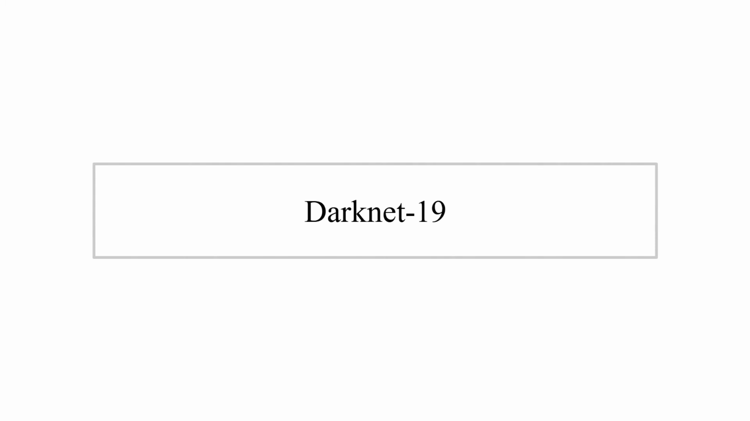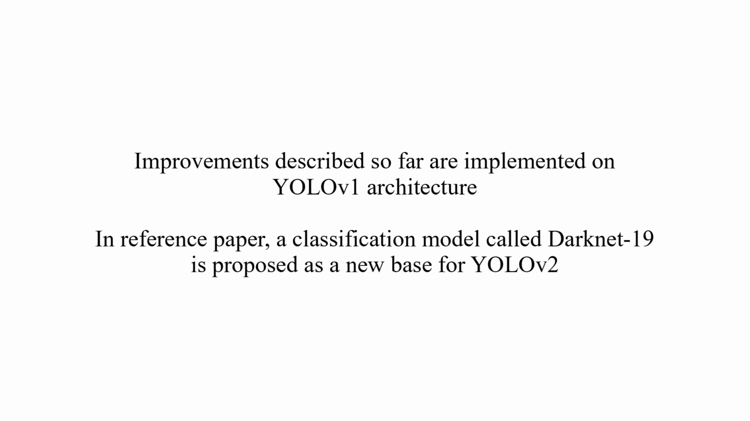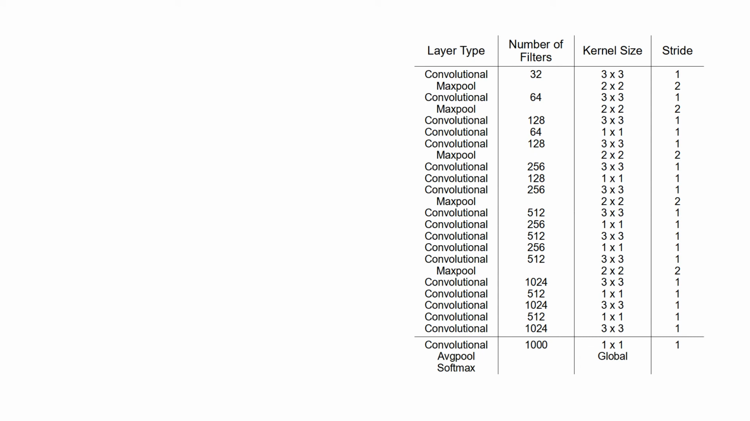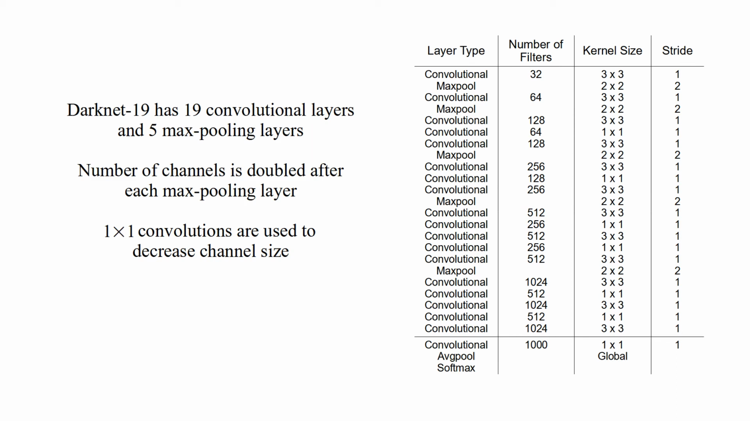Darknet 19. Improvements described so far are implemented on YOLO version 1 architecture. In reference paper, a classification model called Darknet 19 is proposed as a new base for YOLO version 2. Darknet 19 has 19 convolutional layers and 5 max pooling layers. Number of channels is doubled after each max pooling layer. 1x1 convolutions are used to decrease channel size. Batch normalization is applied after each convolutional layer.